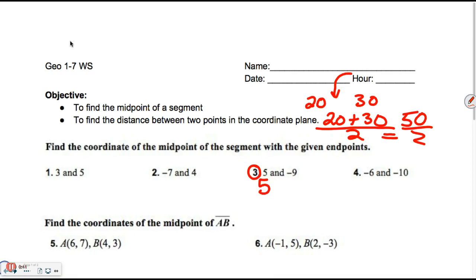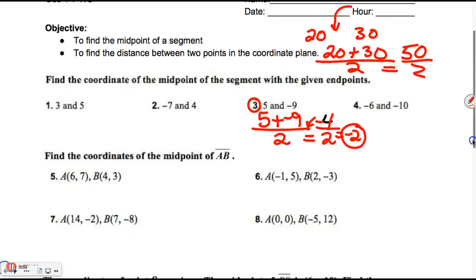So in this first set, you're just going to add the two numbers and divide it by 2. You can even use a calculator. Just make sure you hit enter after you do the 5 plus negative 9. That would be a negative 4 divided by 2, which is a negative 2. So that first piece, nice and easy.